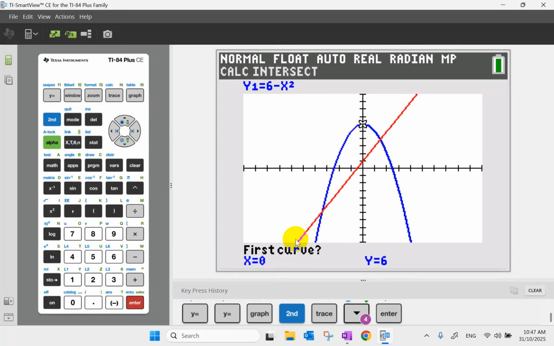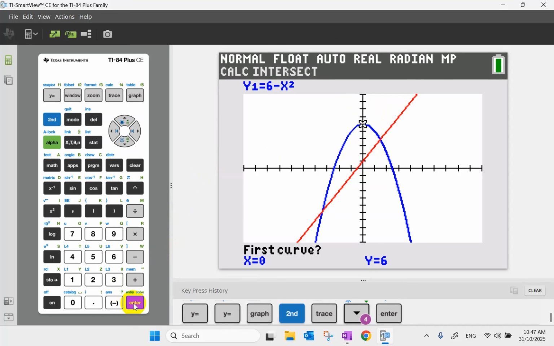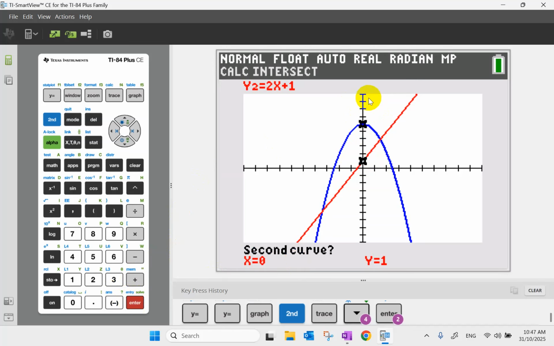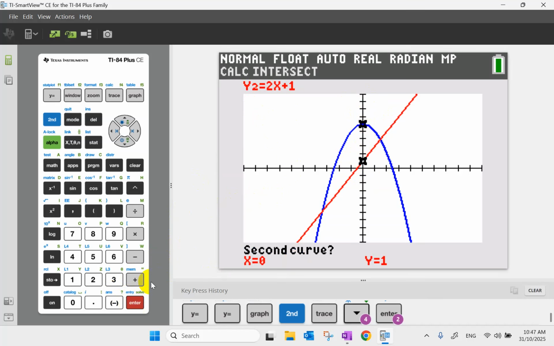Okay, the GC will ask you, where's the first curve? Okay, as long as your cursor is on the blue or the red one, you can just press enter. It doesn't matter which one comes first, okay? So the first curve for my screen is y1, the blue one, 6 minus x squared. And then my second curve, the cursor will automatically jump to the other curve, which is y equals to 2x plus 1. So I just need to press enter.